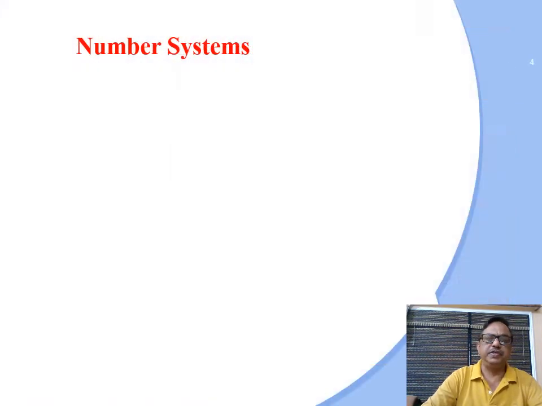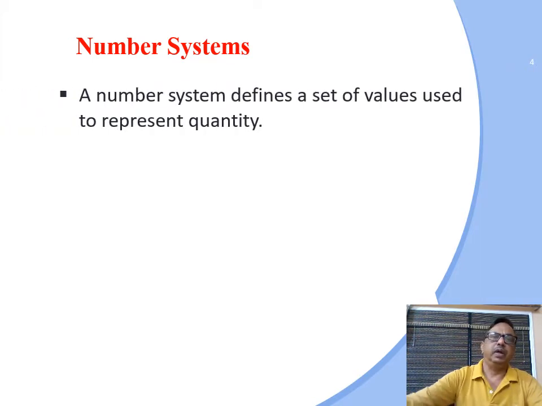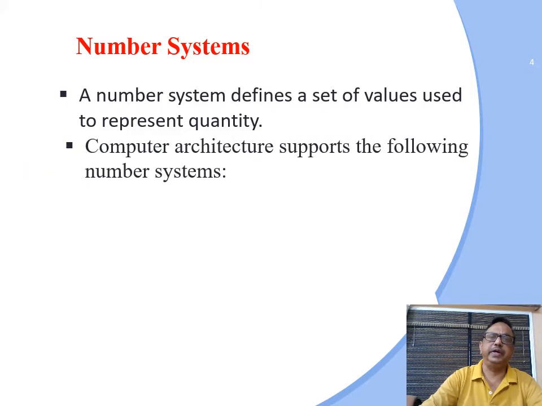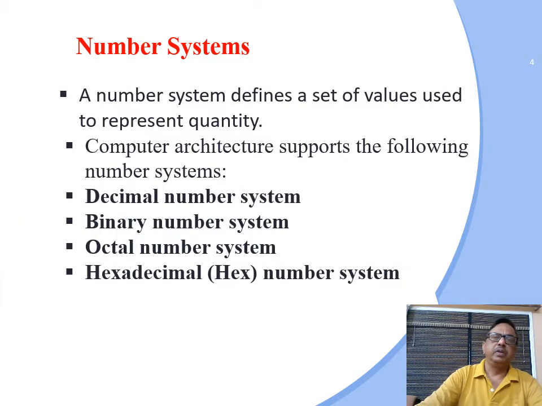So first we will see what is a number system. If you want to define it, a number system defines a set of values used to represent quantity, and computer architecture supports the following number systems: decimal number system, binary number system, octal number system, and hexadecimal number system.